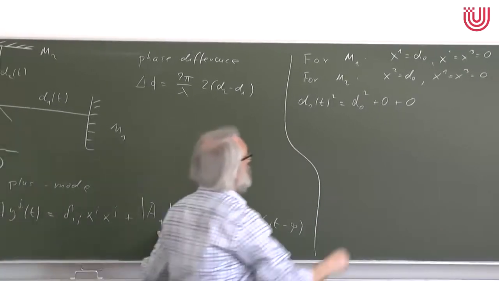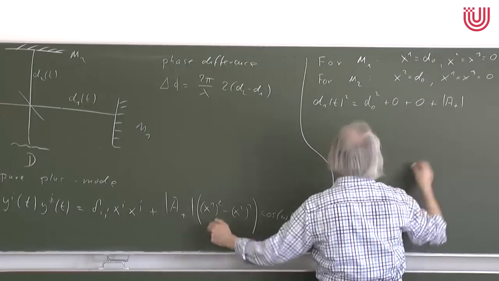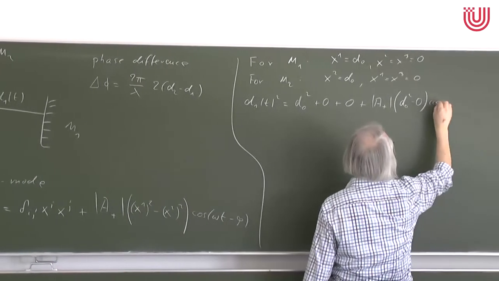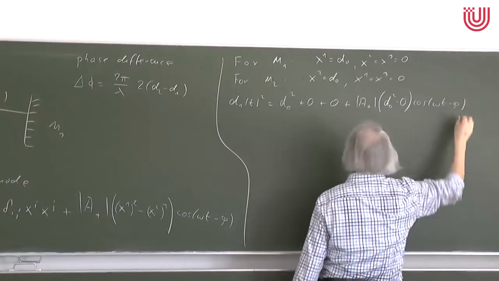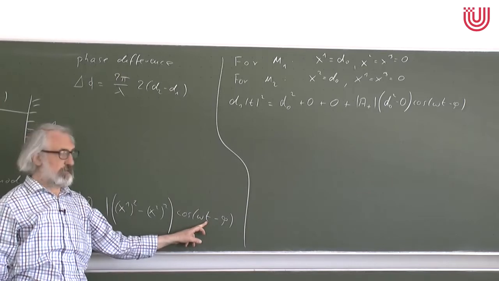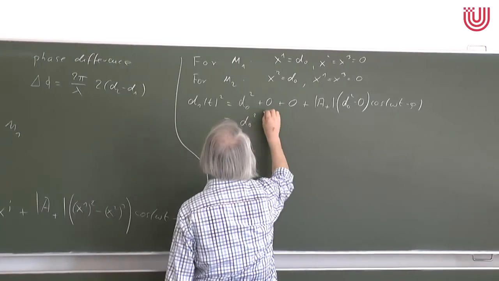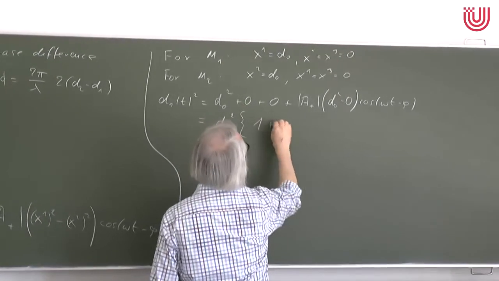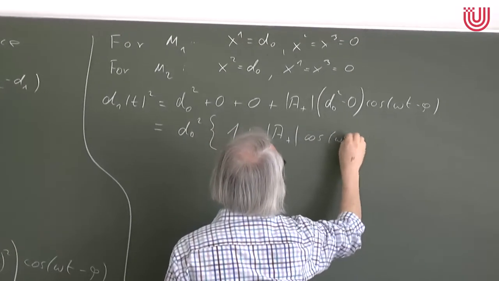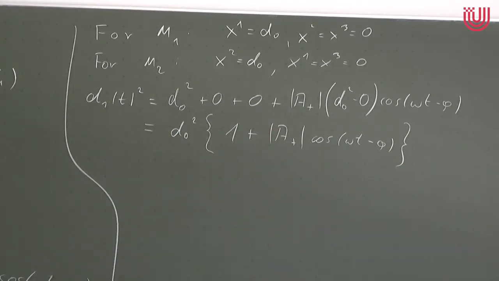And here I have the amplitude. x1 squared is d0 squared, x2 squared is 0, cosine omega t minus phi. By the way, of course, you could kill the phase just by shifting the 0 on your time axis, right? But anyway, doesn't matter. So this is just d0 squared. Here I get a 1 plus a plus cosine omega t minus phi. And analogously for d2.